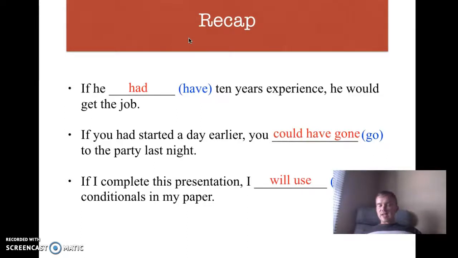All right, just a quick heads up. So if you look at the first one, if he had, we don't have to use if. One thing we can do is take had, put that at the start of the sentence and take if off. Had he 10 years experience, this is exactly the same meaning and slightly more formal. Okay, so we don't have to always use if.